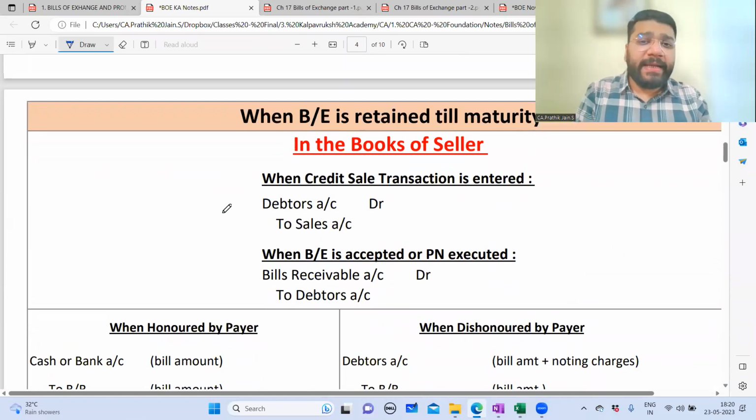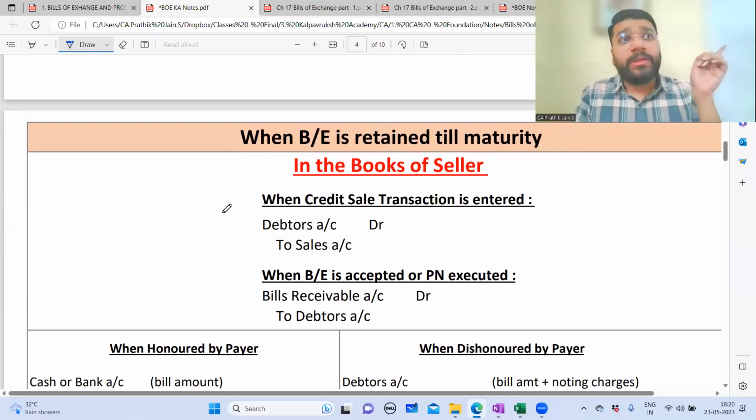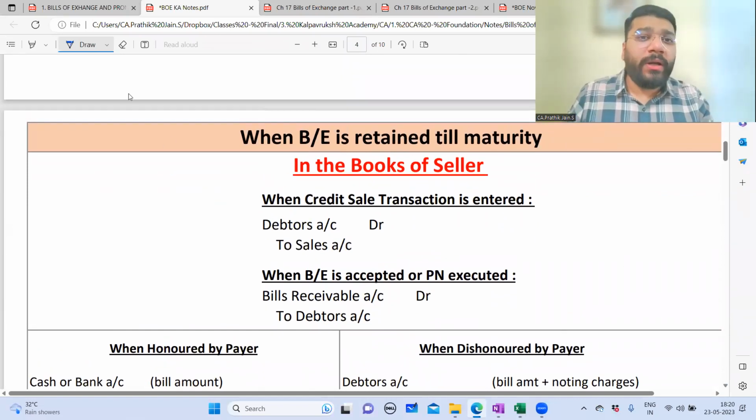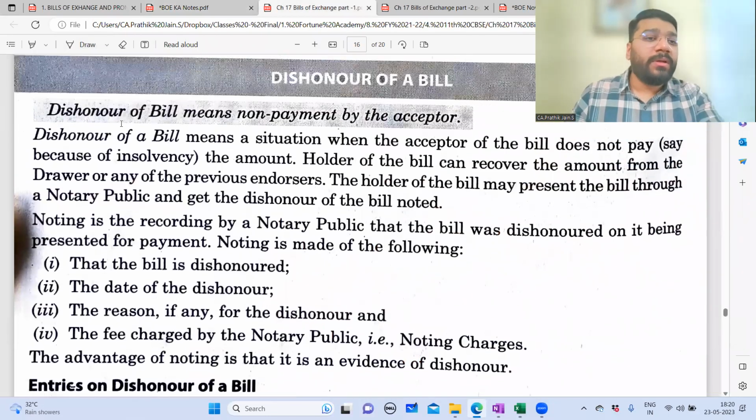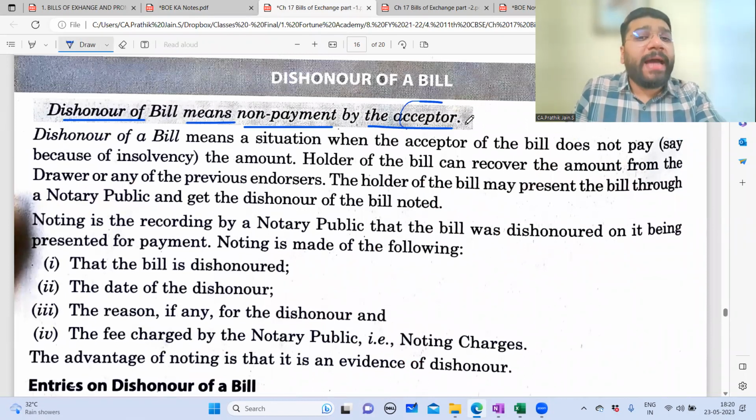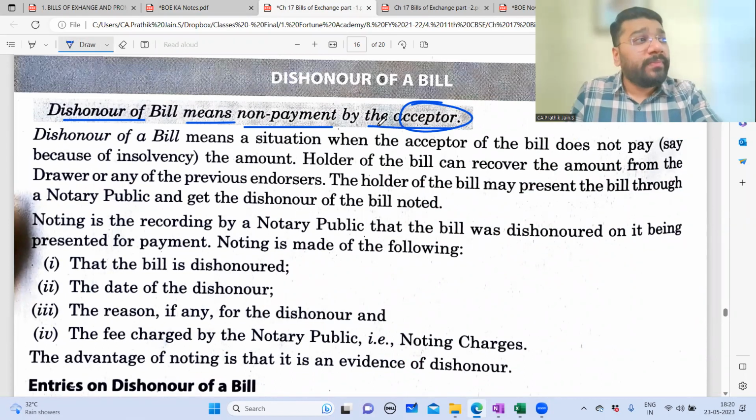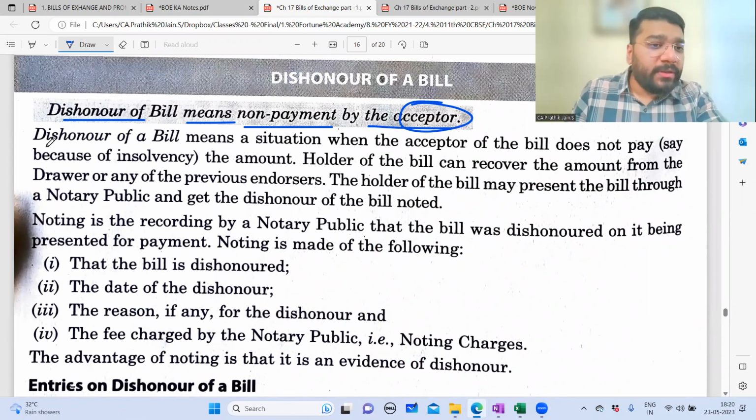And the bill is retained till maturity, but on the maturity date, the bill has been dishonored. So what is the meaning of dishonourment? Dishonor of a bill means non-payment by the acceptor. Acceptor means who? Buyer, the customer. The customer is not paying the money on the due date. He is dishonoring the bill.